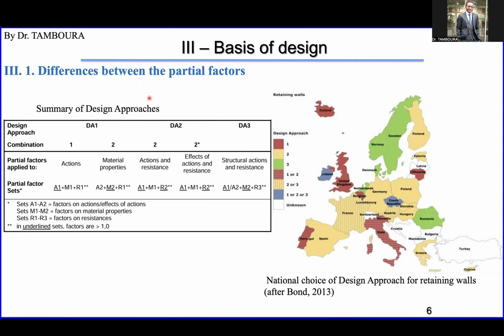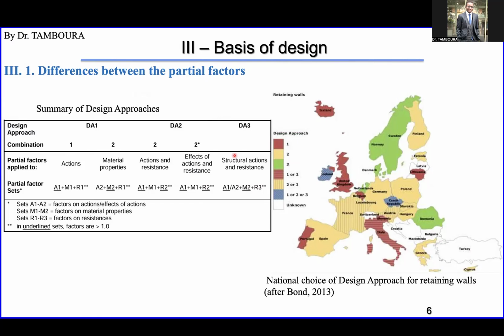As you know, Eurocode is for Europe, but if you move from one country to another, you will find some small differences. Some countries use different design approaches: design approach 1, 2, 3. But once again, this is the first generation of Eurocode. The second generation of Eurocode is maybe completely different. Not completely, but there are a lot of changes.